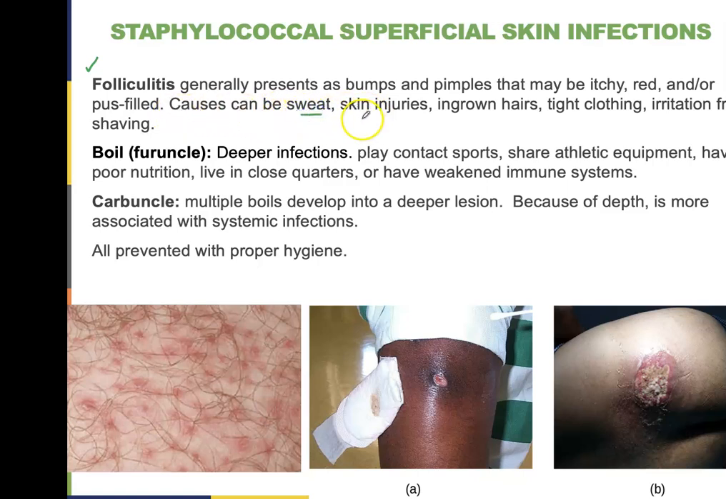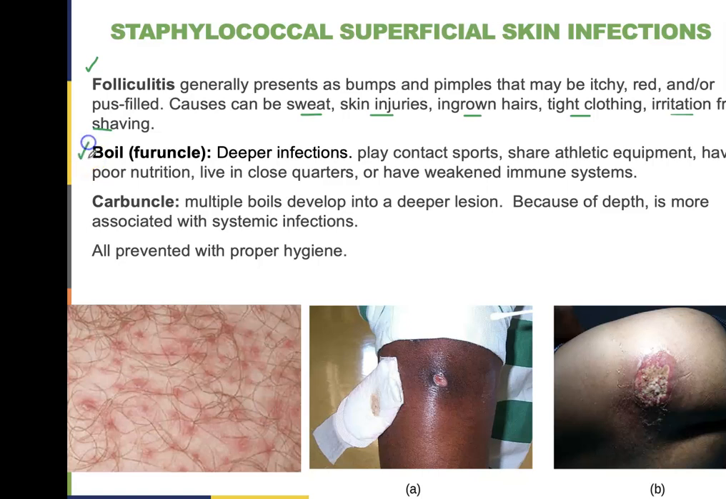Sometimes sweat buildup can just clog those pores and trap the bacteria inside. Injuries, ingrown hairs, sometimes wearing tight clothing can do it, or any irritation. Sometimes shaving can do that, right? So I think we've all probably experienced some folliculitis in our life.